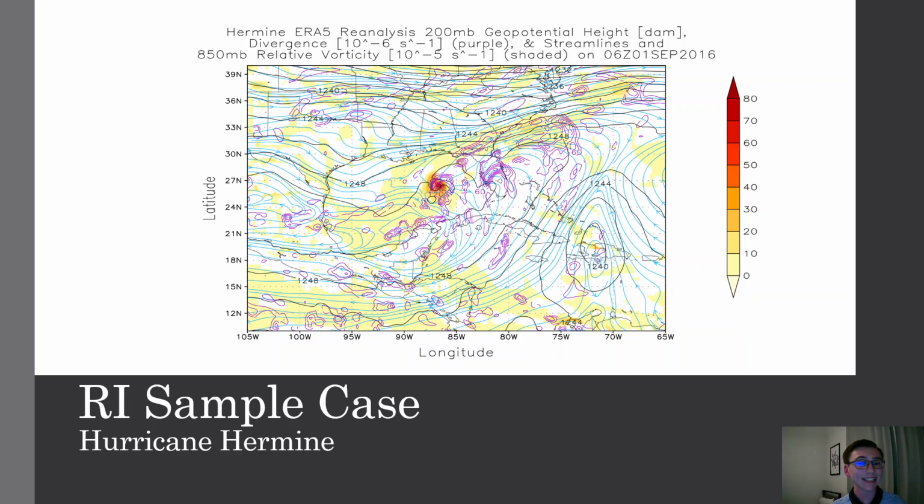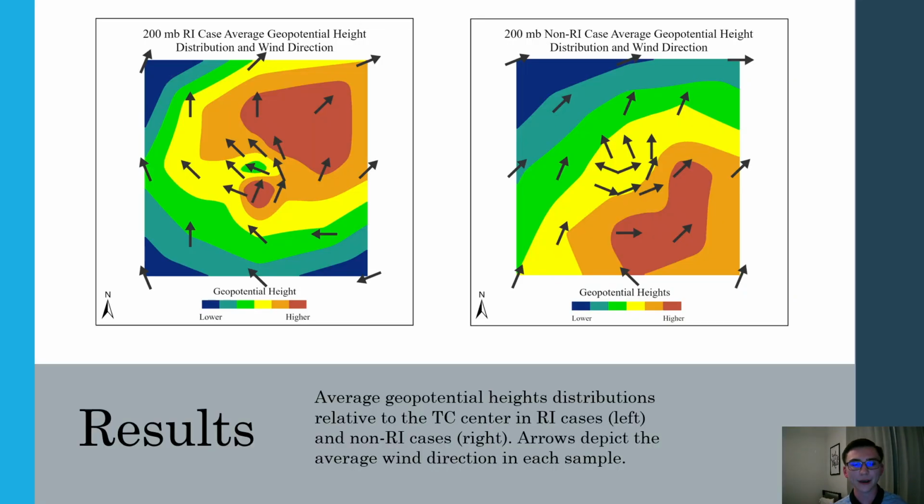One storm that did not meet the threshold for RI that was looked at as well was Hurricane Hermine in 2016. To the north, a slight trough, almost zonal flow though. To the east, a little bit of an anticyclone in place and a little bit of higher heights too. So some of these were looked at and compared to those RI cases.